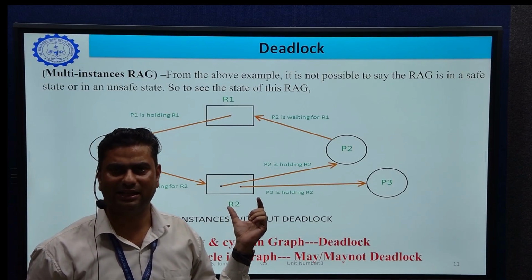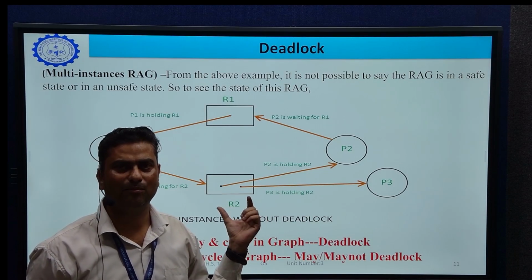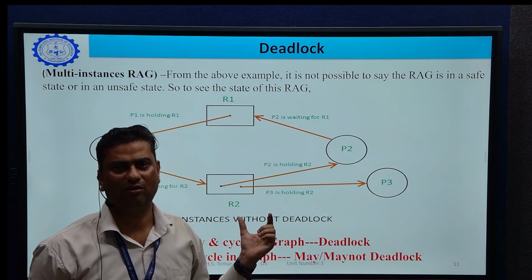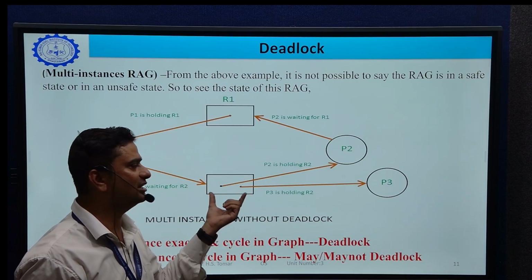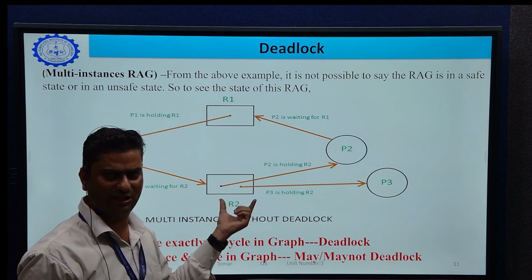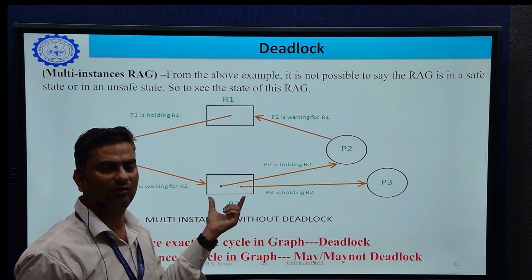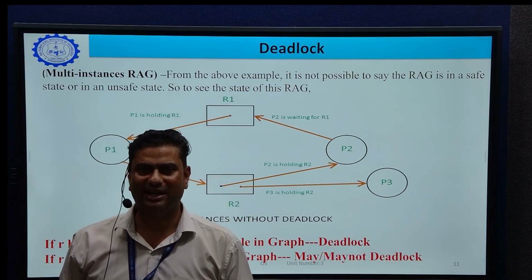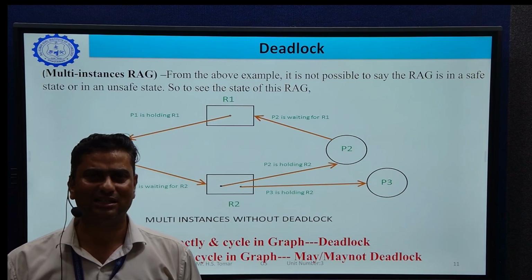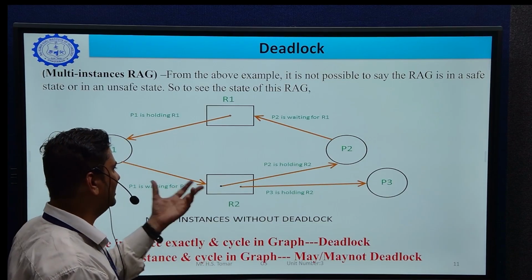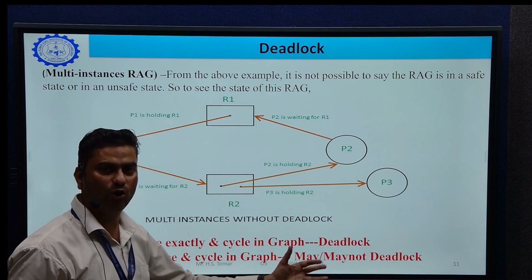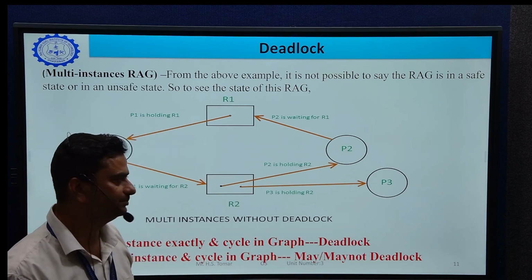Even though there is a cycle, here there may or may not be deadlock. Why? Because resources are of multiple type. Let's suppose A and B, two types of resources are there. So in this case, we have to use a separate algorithm that is known as Banker's deadlock detection algorithm. So in this graph there may or may not be deadlock. Next.